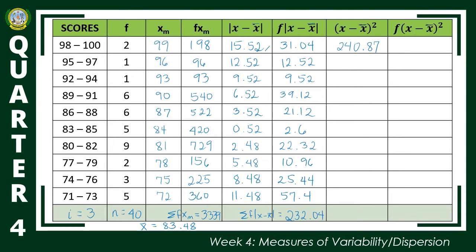Next. So, dito naman tayo sa 12.52. So, 12.52 squared or 12.52 times 12.52, we will get 156.7504 or simply 156.75.